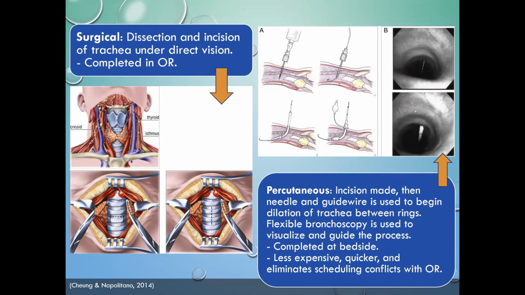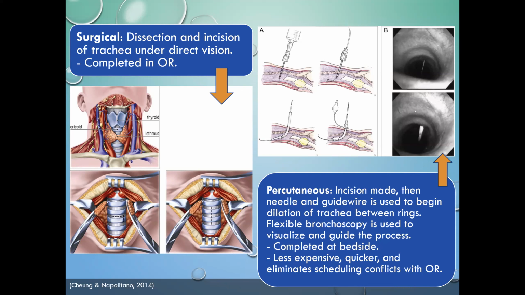Okay, so backtracking a little bit more from there, I wanted to talk a little bit about how trachs can be placed. So how a trach is placed can sometimes impact when you can begin with speaking valve trials and or a swallow evaluation. Okay, so it's always good for us to make note of how it was placed. One option for placement is surgical. So this is where the surgeon makes a dissection and an incision of the trachea under direct vision. So obviously this placement method is completed in the operating room, okay?